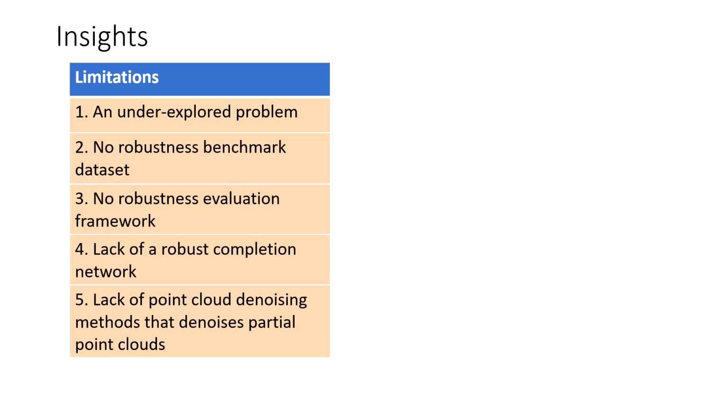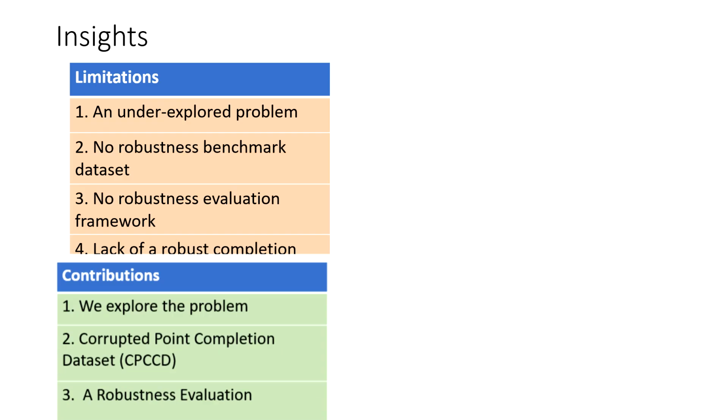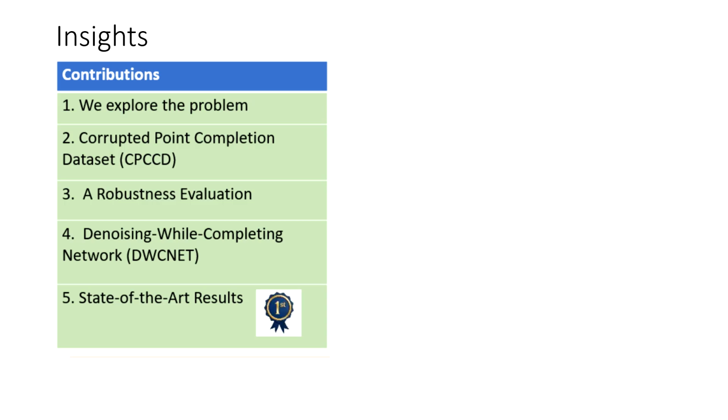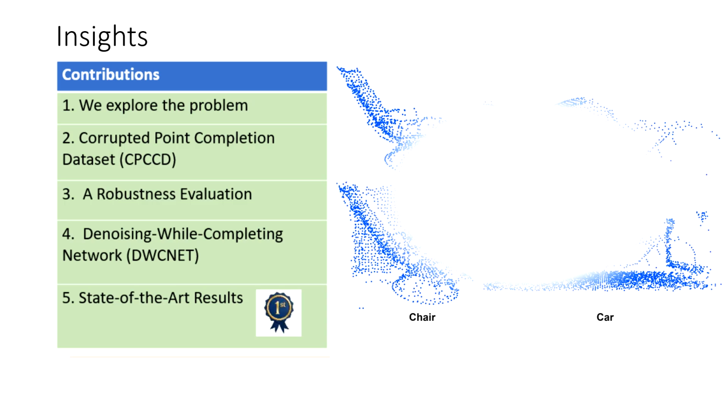Simple. We change these insights into goals. So we explore this underexplored problem of completing highly corrupted partials, introduce a robustness benchmark dataset, and a robustness evaluation framework, as well as a robust completion network.